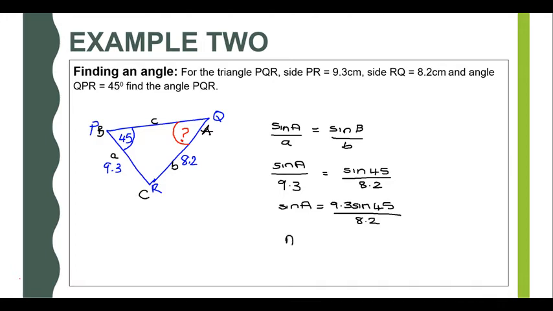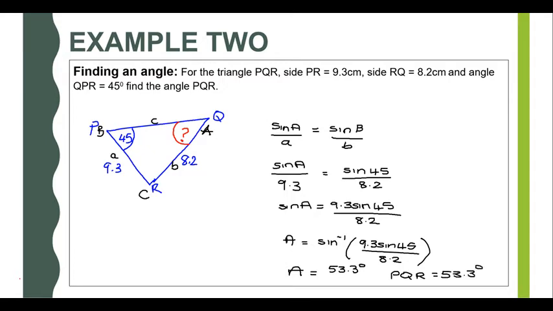We then need to do inverse sine. So A is equal to inverse sine, or sine minus 1, of 9.3 sine 45 divided by 8.2. And using our calculators, we get that angle A is equal to 53.3 degrees. So PQR is equal to 53.3 degrees to 3 significant fig.